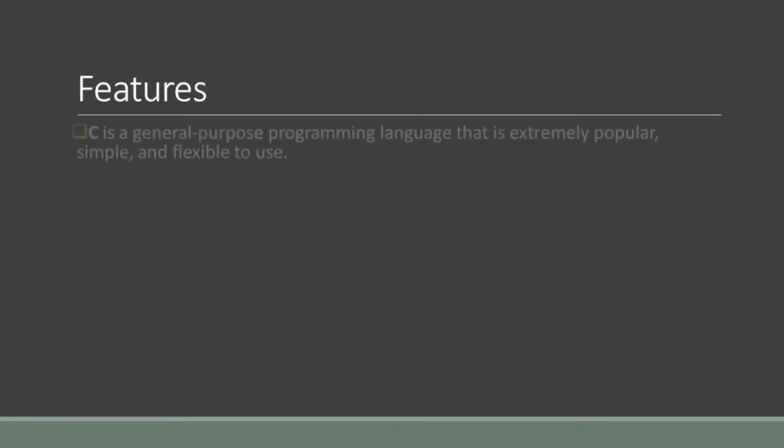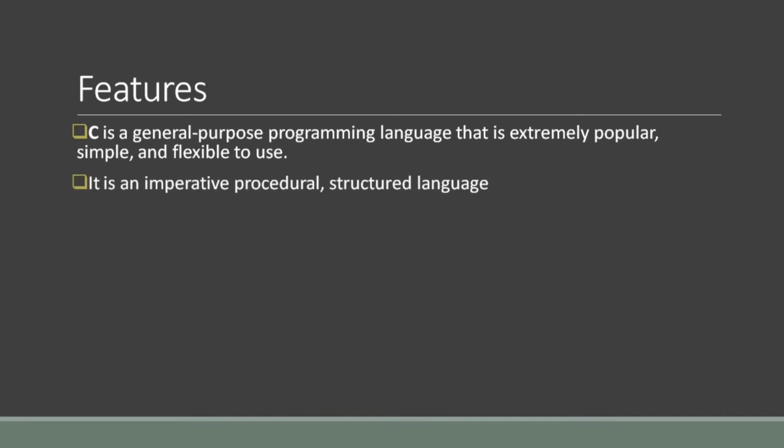Some of the key features of C are as follows. C is a general purpose programming language that is extremely popular, simple and flexible to use. It is an imperative procedural structured language. Procedural code is the one that directly instructs a device on how to finish a task in some logical steps. It is a modular programming language. Modular programs consist of some modules, that is, the program is divided into multiple functions or modules.